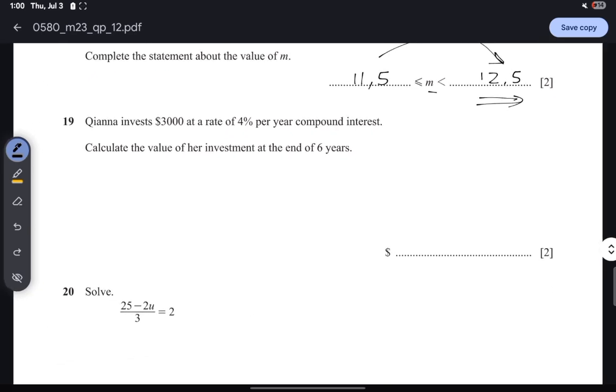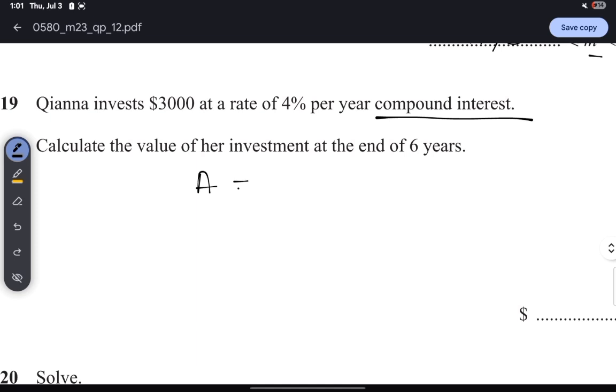Then number 19, we know they invest 3,000 at a rate of 4% per year compound interest, and we're asked to calculate the value of her investment at the end of 6 years. And so for compound interest, we use this formula: A equals P times (1 plus R) to the power T, where T is our time, R is our rate, and P is our principal value, which is 3,000.